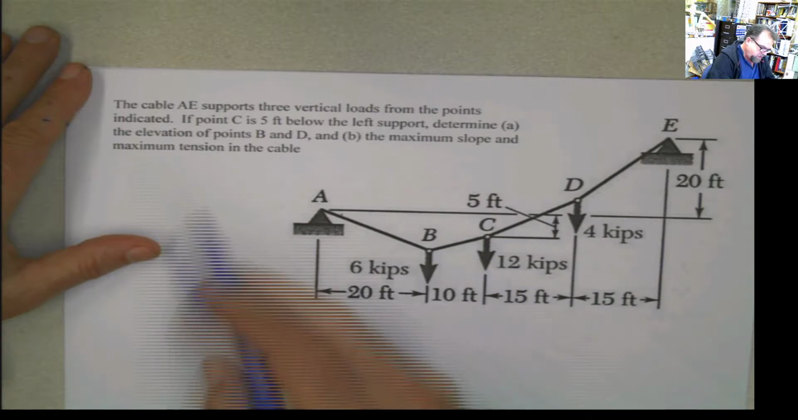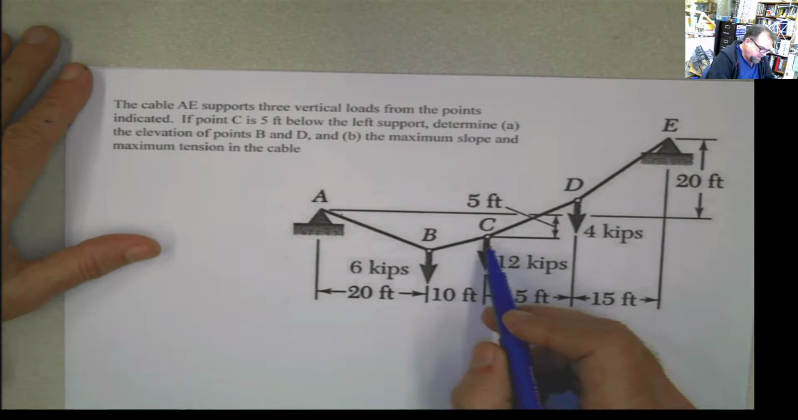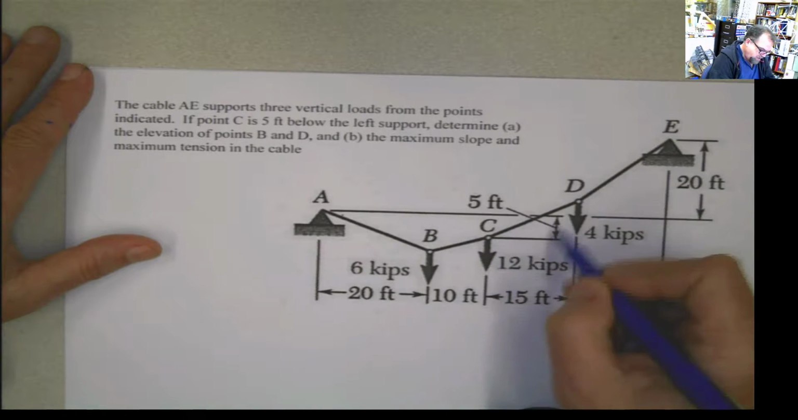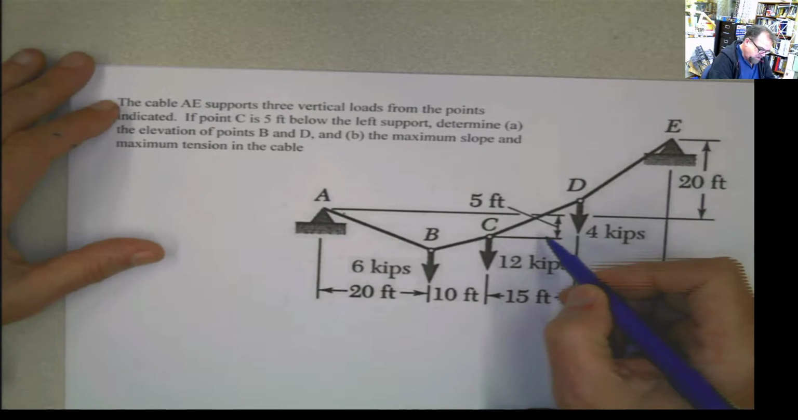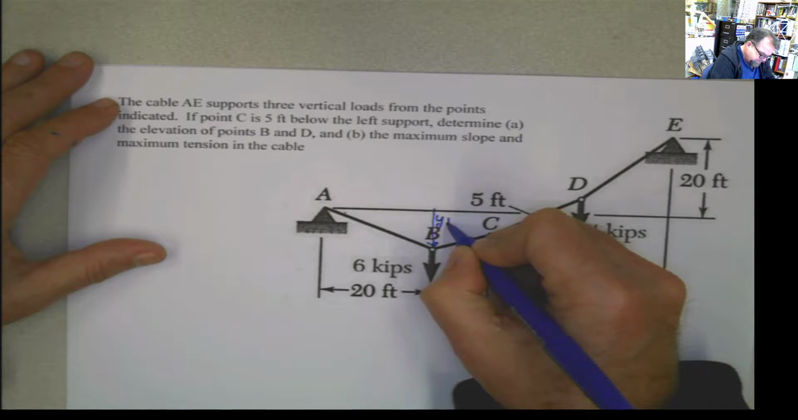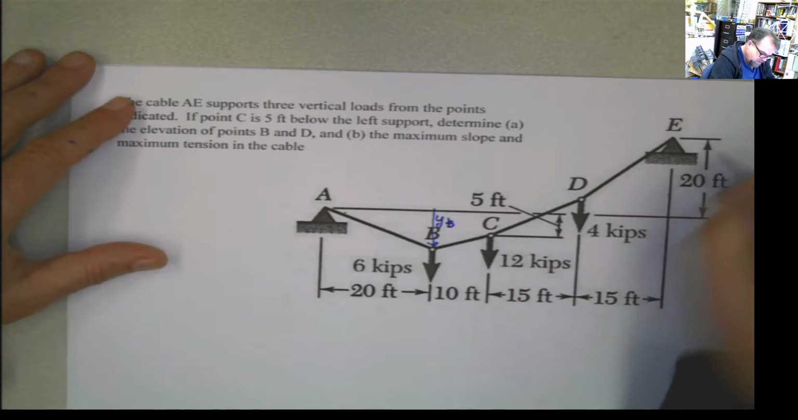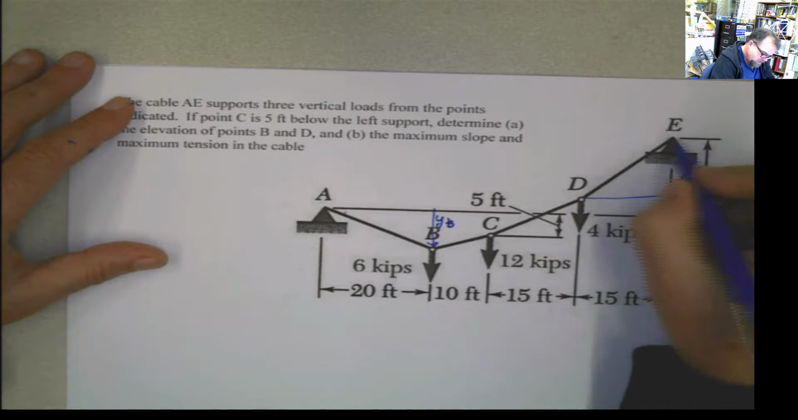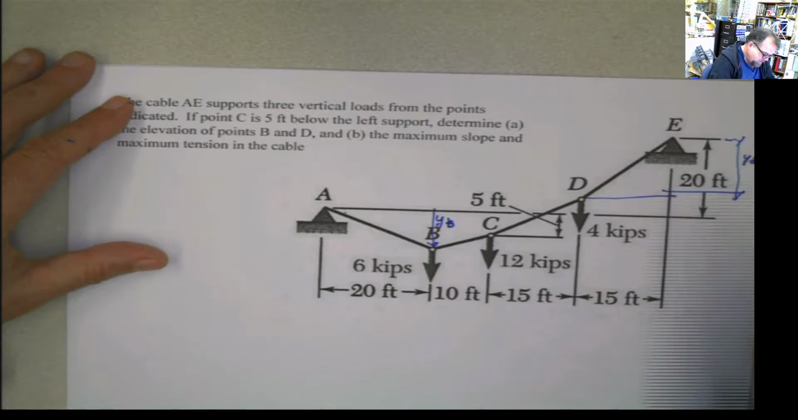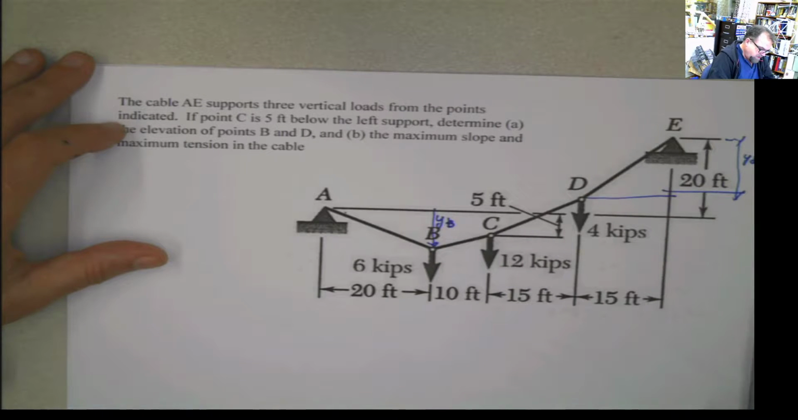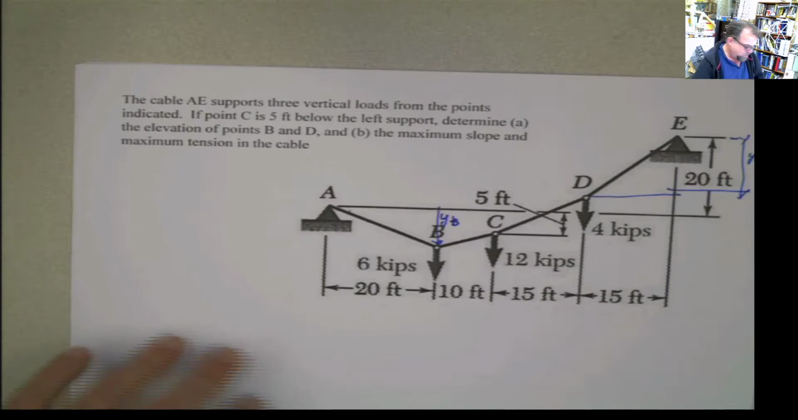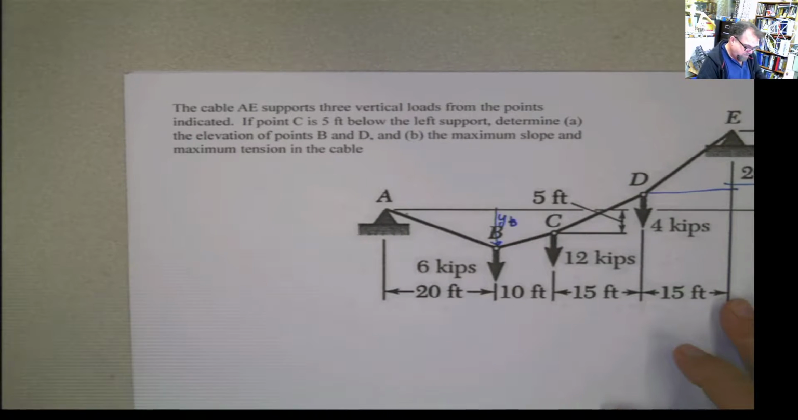If point C is 5 feet below the left support, so this is this part, that's what I'm telling you here. Determine the elevation of the points B and D. By elevation it means this part and this part, and the maximum slope and maximum tension in the cable. Okay, this is similar to the problem that we were discussing before.